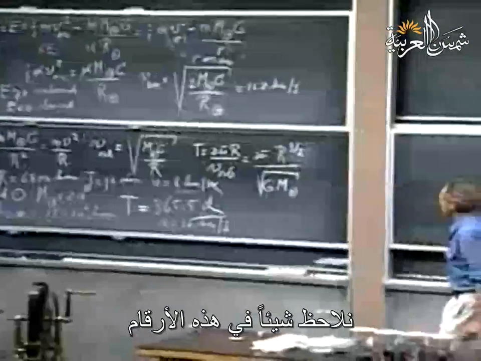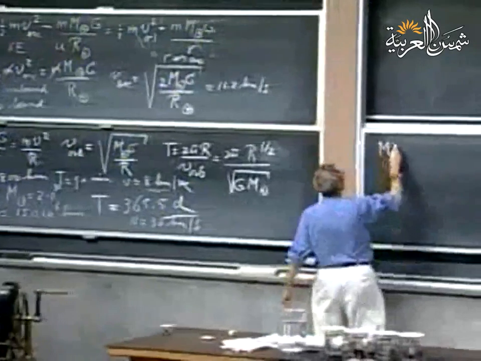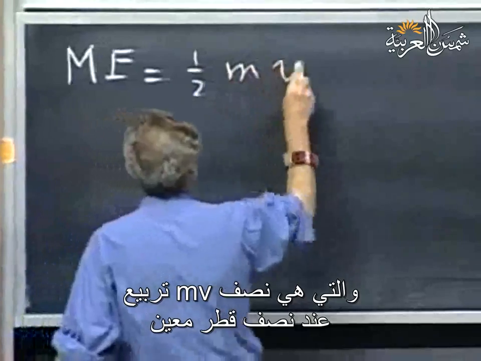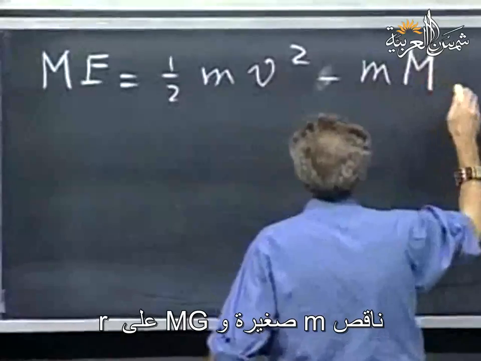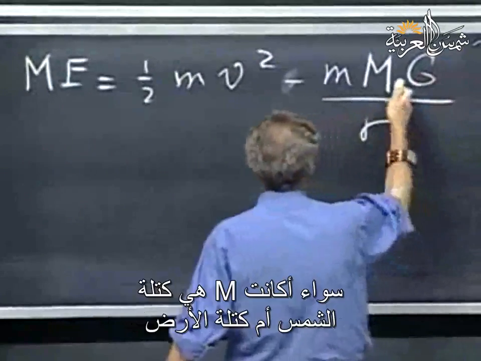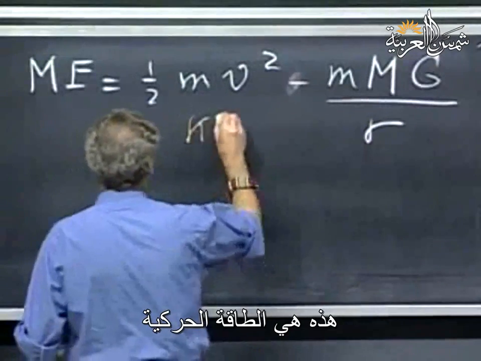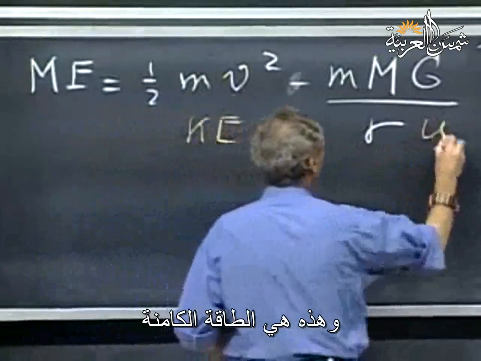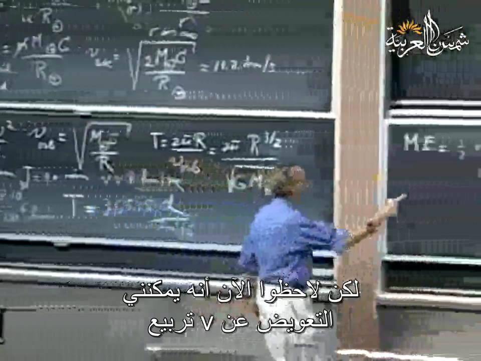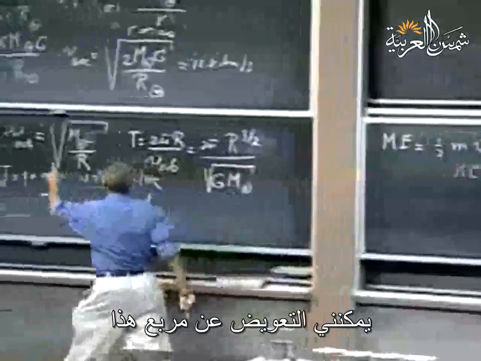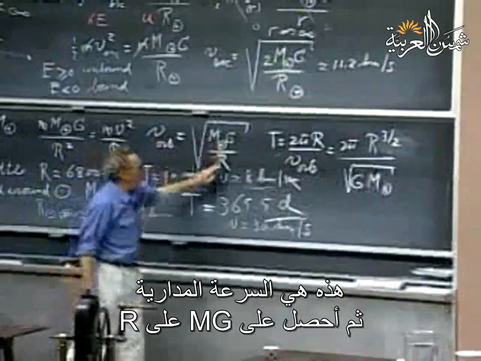There is something remarkable about these numbers. The total mechanical energy, and I will write that once more here, is 1/2 mv squared at a given radius minus little m, capital M, G over r, whether M is the mass of the Sun or the Earth is of no concern to me now. This is the kinetic energy for something in orbit at this radius, and this is the potential energy. But now notice, I can substitute for this v squared the square of the orbital speed, and then I get mMG over r.